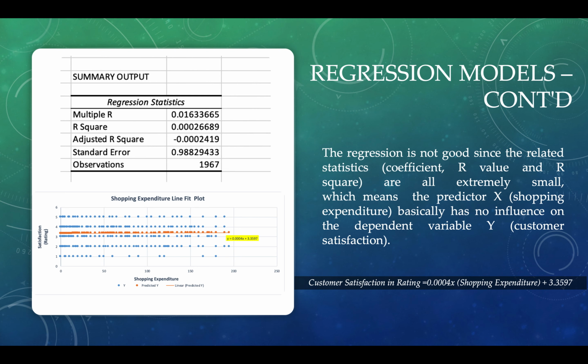The R square is only 0.000267, which indicates only 0.0267 percent of the total variation in shopping expenditure can be explained by the dependent variable, customer satisfaction. And the rest of the variability in customer satisfaction has been left in the residual.